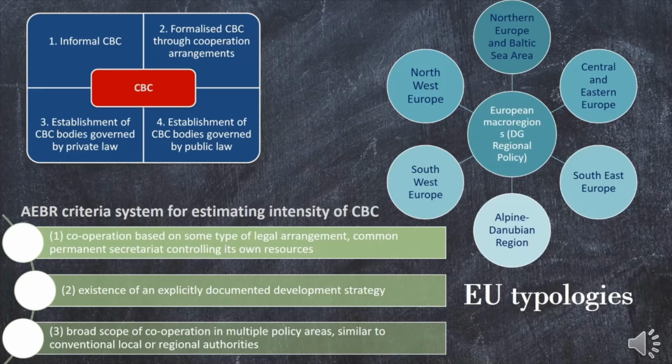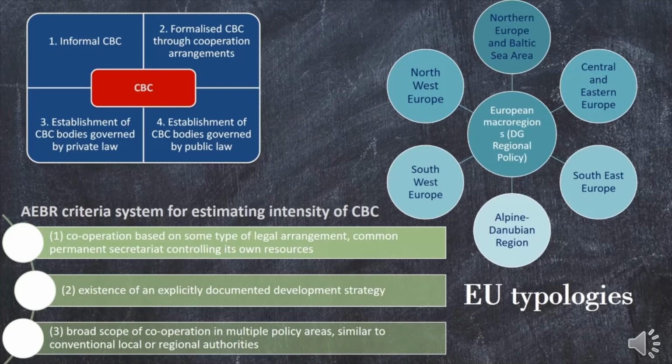The Association of European Border Regions actually set up a criteria system for estimating the cooperation intensity of existing cross-border cooperation arrangements. This consists of three main criteria. One is the cooperation based on some type of legal arrangement, common permanent secretariat controlling its own resources. Second means the existence of an explicitly documented development strategy within the cross-border cooperation. And thirdly, there's a broad scope of cooperation in multiple policy areas, similar to conventional local or regional authorities.